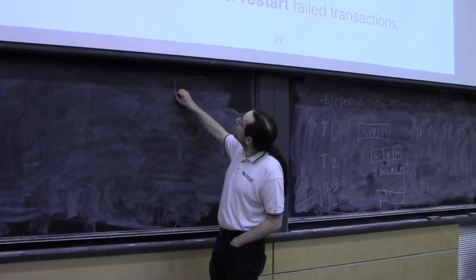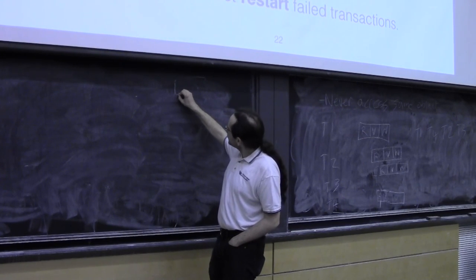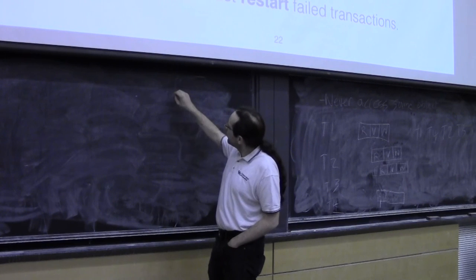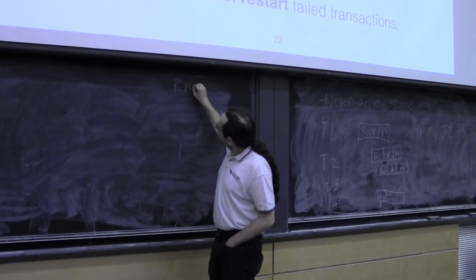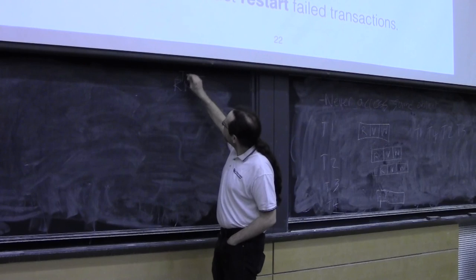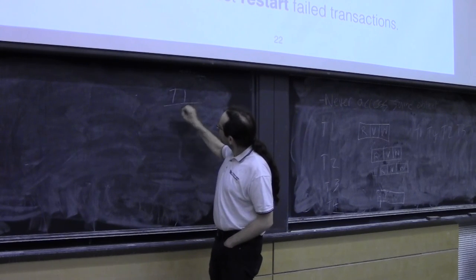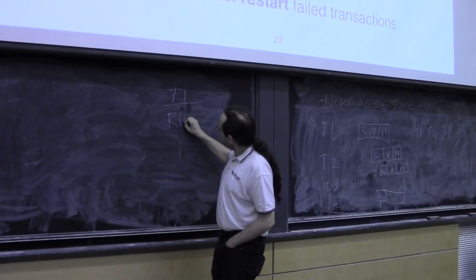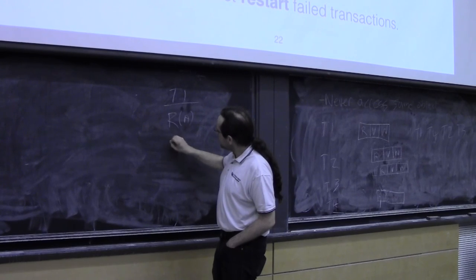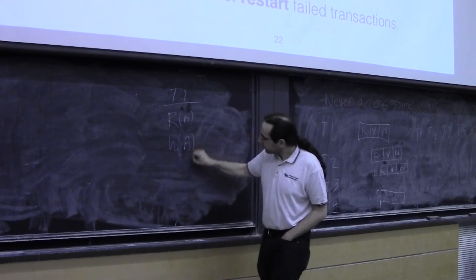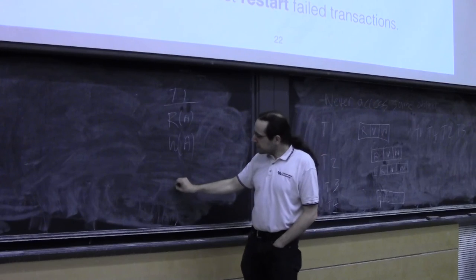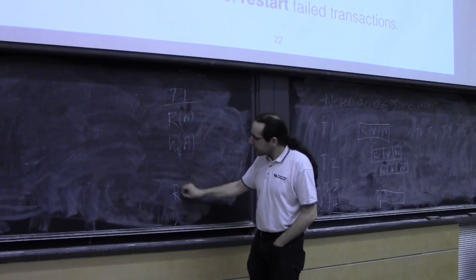That potentially causes a little bit of a problem. So let's say we have transaction one. It does a read, does a write, and then starts modifying a bunch of other objects.